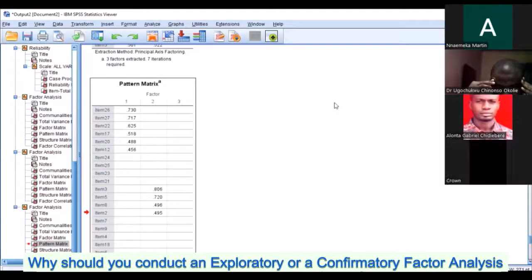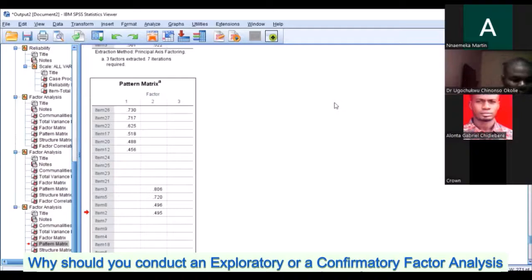Okay, my question is, what's the difference between factor analysis and confirmatory factor analysis? Because from what you have just shown, I understand that what you have done so far is factor analysis. Can I now explain? Yes, sir.